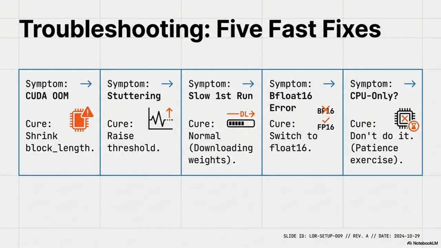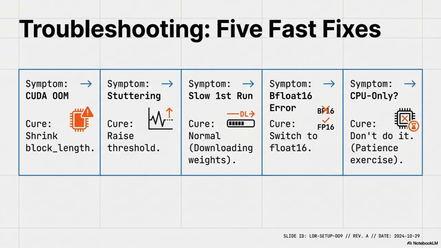What are the common problems? Well, we already covered the main one, OOM, out of memory. If that happens, shrink your shovel, lower the block length. Heading 9.2 mentions bfloat16 errors. Yeah, some older hardware just hates that data type. It's not a big deal. You just edit the script to say float16. The article calls it a compatibility switch, not a culture war. Just flip it and move on.